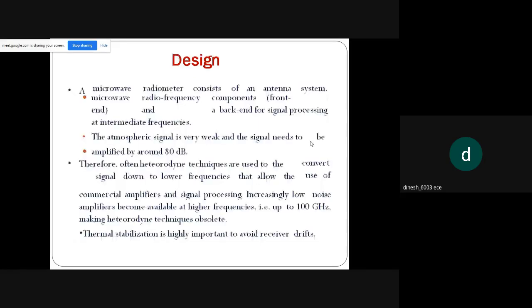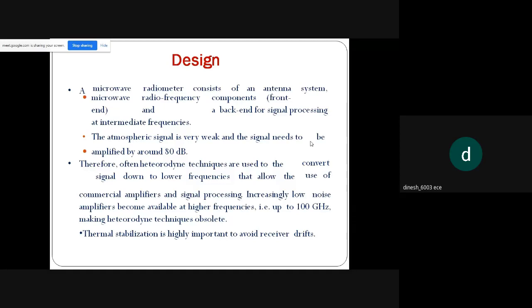So the design is that the microwave radiometer consists of an antenna system, microwave radio frequency components at the front end, and a back end which has signal processing for lower frequencies. The atmospheric signal will be very weak and needs to be amplified by around 80 decibels. Therefore, heterodyne techniques are used to convert the signal to lower frequencies that allow the use of commercial amplifiers and signal processing.